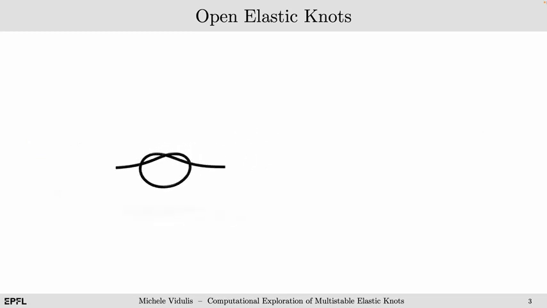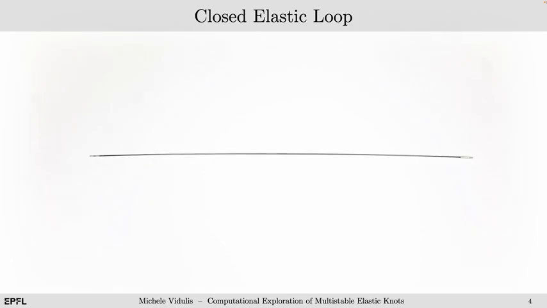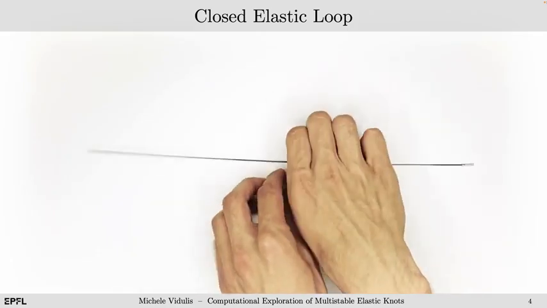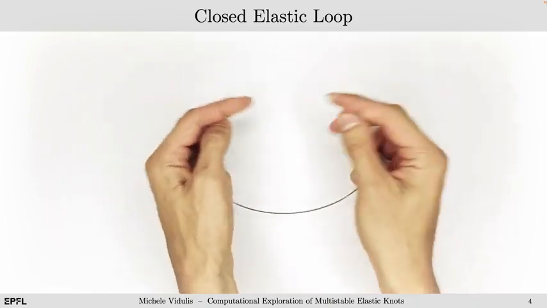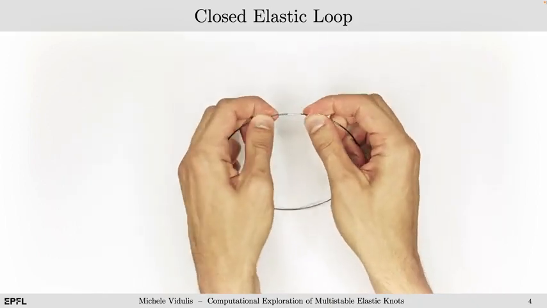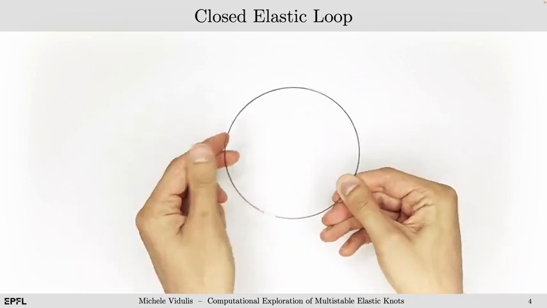Numerous works have studied the behavior of such open knots to understand their mechanical properties from a theoretical point of view and in simulations. Different is the case of closed elastic knots, in which the ends of the wire have been connected together. A simple elastic loop will spring back to a circular configuration whenever deformed.